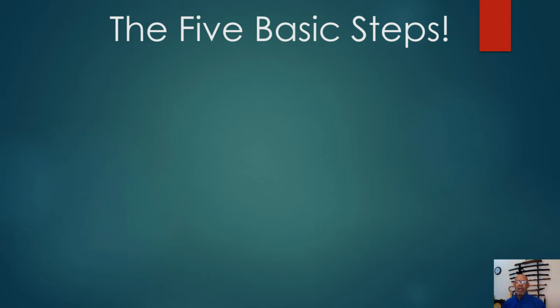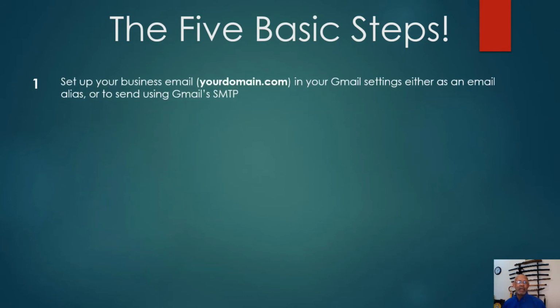Okay, so what are the steps then? There are five basic steps to make this happen. Number one, you go to your Gmail account and you set up your business email in your Gmail. The simple way to do that is you just go into your Gmail settings and set it up as an email alias, or you can set it up to send from your domain, your business email, using Gmail's SMTP. Now, if you don't know what that means, I can help you with that a little bit later, okay?